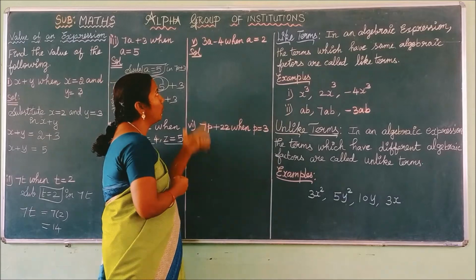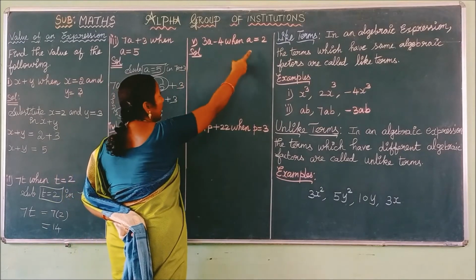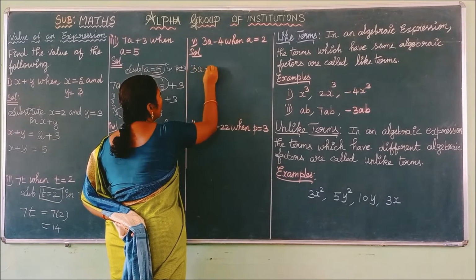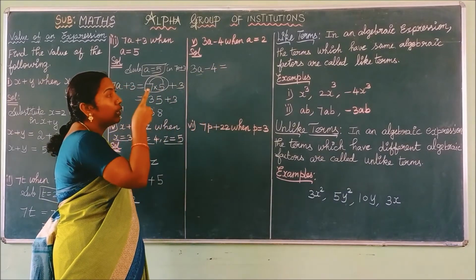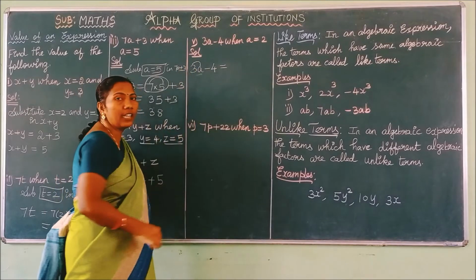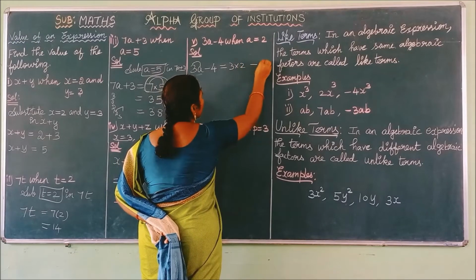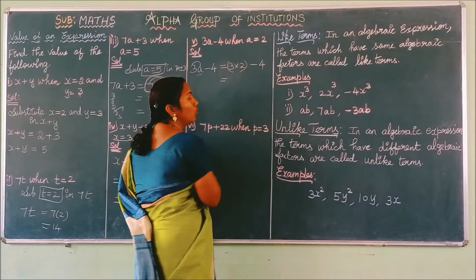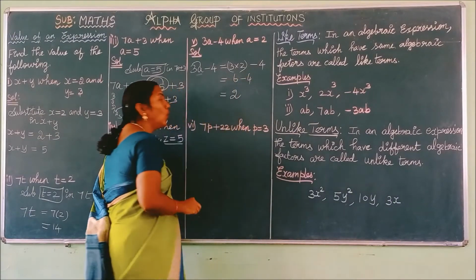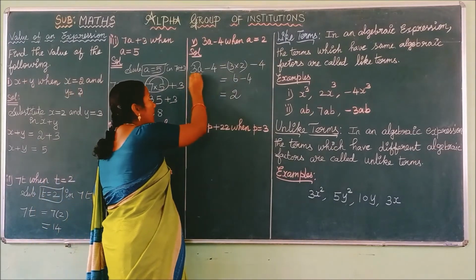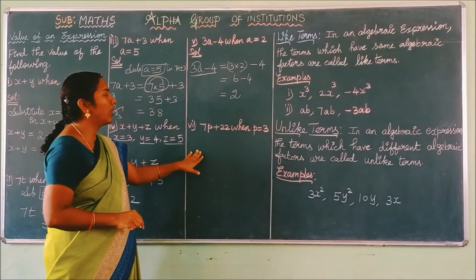We have to find the value of the expression 3a minus 4 at a equal to 2. So you have to substitute a equal to 2 in the expression 3a minus 4. So instead of a here, we have to substitute the given value 2. What is the operation between 3 and a? Multiplication. So 3 into 2 minus 4. What is the value of 3 into 2? 6. 6 minus 4, what is its answer? 2. So the value of the expression 3a minus 4 at a equal to 2 is 2. Do you understand? See the next one.